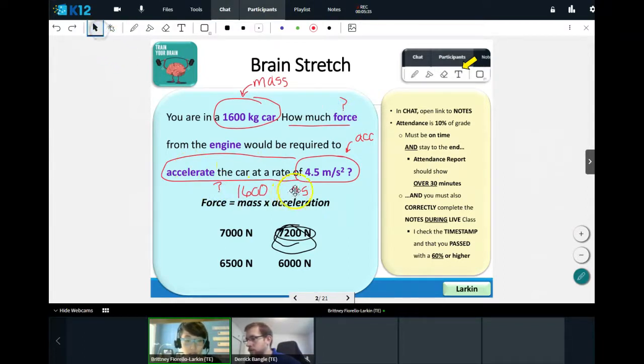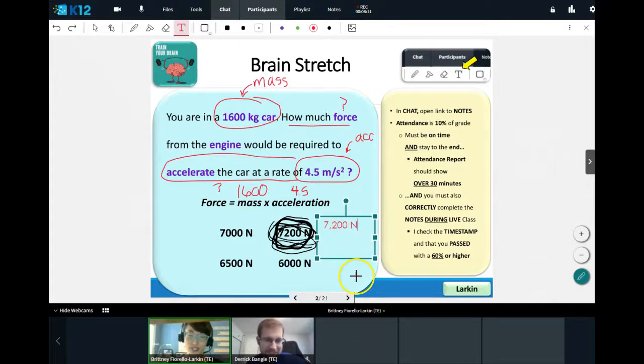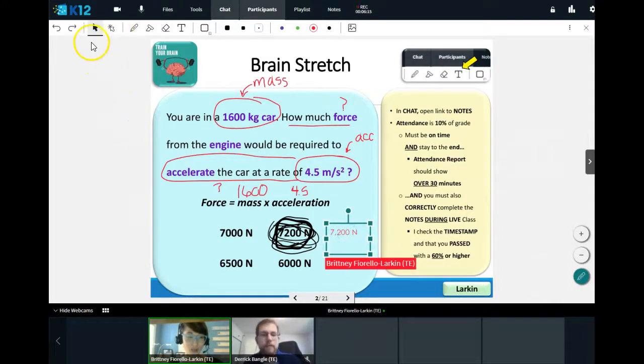So if we multiply those together, go ahead and circle the correct answer on the board. 1,600 times 4.5, what do you get? Circle your answer up on the board. I see Mallory up there. So if you multiply these together, you should be getting, I know it's a little bit messy, 7,200 newtons. That will be our force that we would need for our engine.